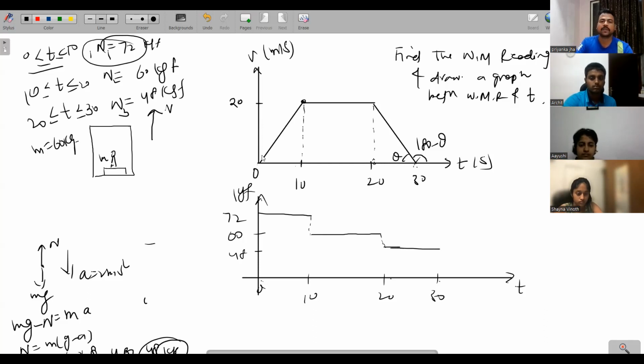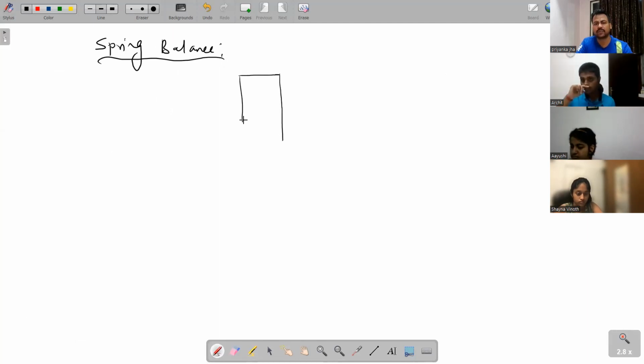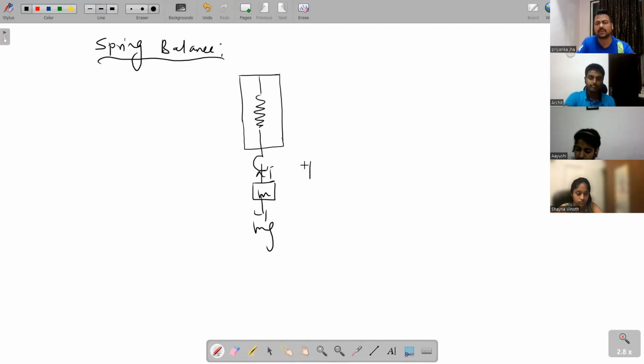See, the next part is spring balance. This is very easy, you just have to find the tension in the spring. We have seen this kind of spring balance, where a spring is connected with some hook, and whatever you want to weigh, you just hang it here. Suppose I hang one mass of M, and you have to find the reading in the spring. It's very simple. Mg due to gravity and tension in the spring. So T equal to Mg. This is the reading in the spring balance, right? Nothing else. Very easy.